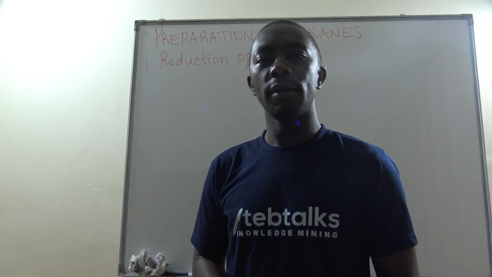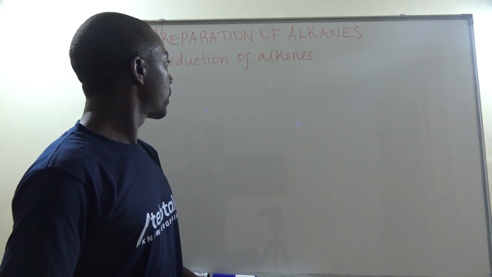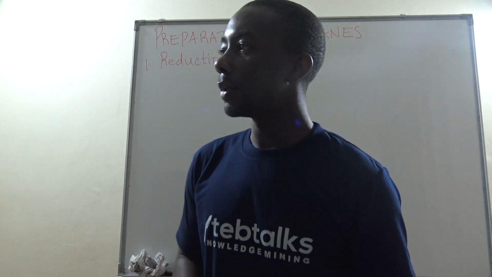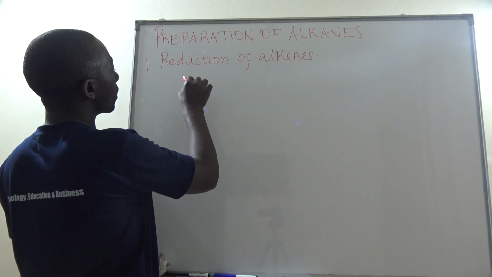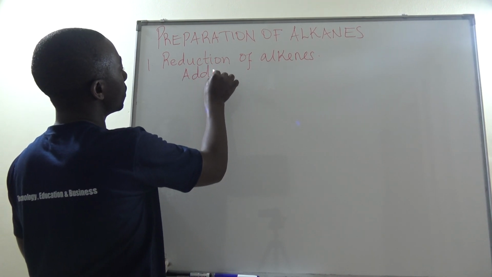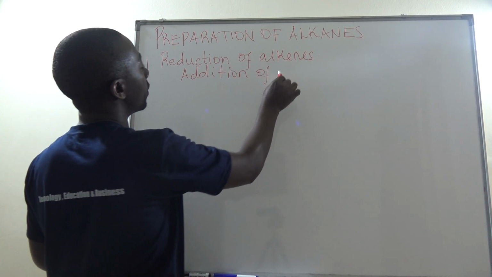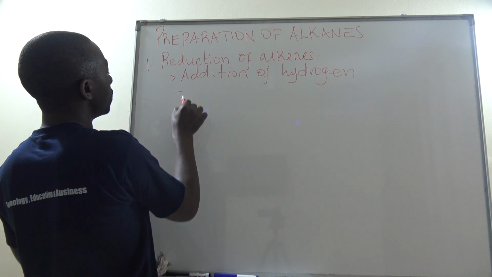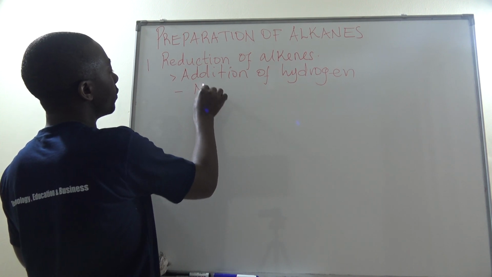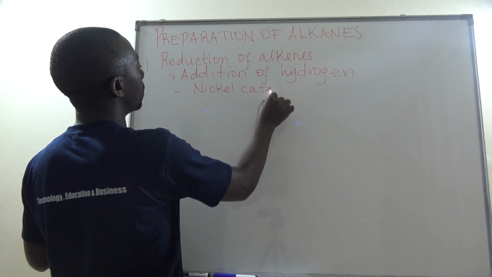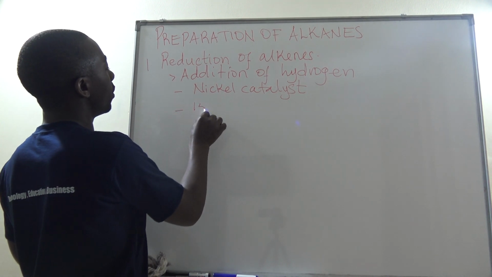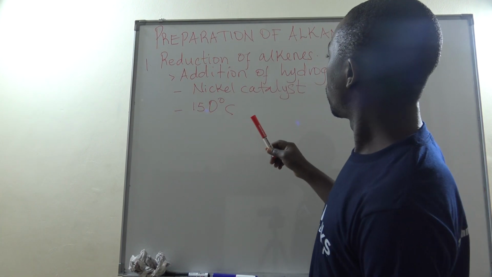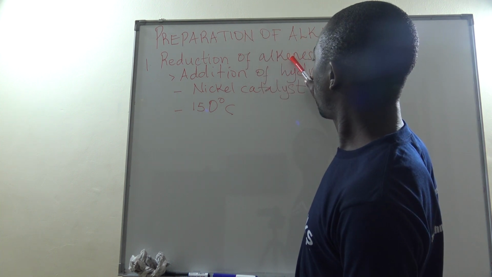At preparation of alkanes. Alkanes can be prepared using a variety of methods, and one of them is reduction of alkenes. Reduction of alkenes can take place simply by addition of hydrogen. Now, this hydrogen should be added in the presence of nickel catalyst at a temperature of about 150 degrees Celsius. When we provide those conditions, then we shall be able to obtain alkanes from alkenes.